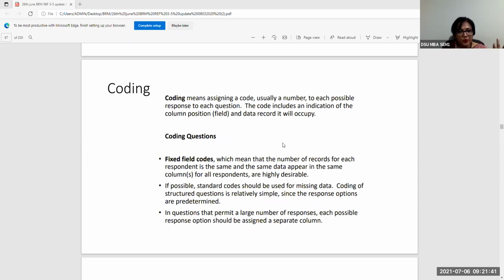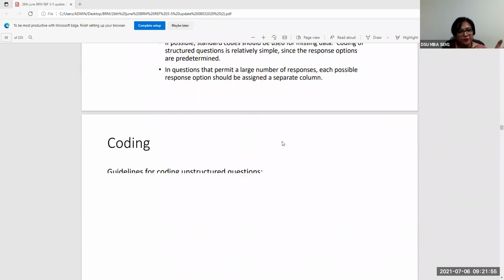Open-ended questions, you cannot do any coding, but you have to base it on analysis of the keywords or the kind of sentiment that is coming out. So in questions that have a large number of answer options, each possible response option should be given a different kind of code. All right.